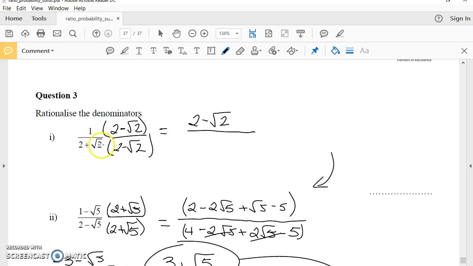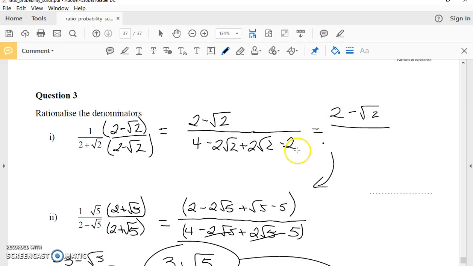Okay, and on the bottom, first term gives me 4. Outside gives me minus 2 root 2. Inside gives me plus 2 root 2. And my last term, so plus root 2 times minus root 2 gives me minus root 4, which simplifies to minus 2. So I end up with 2 minus root 2 on the top. And on the bottom, 4 minus 2 gives me 2. Okay, so that's going to be my final answer.